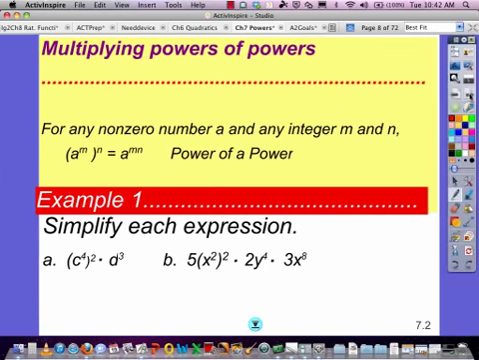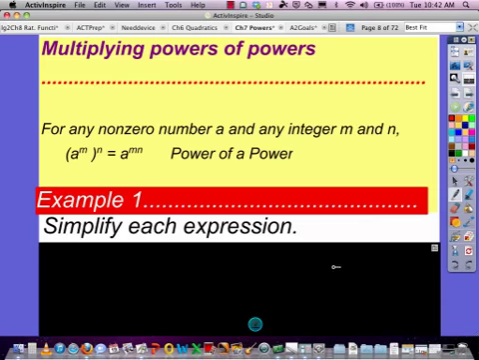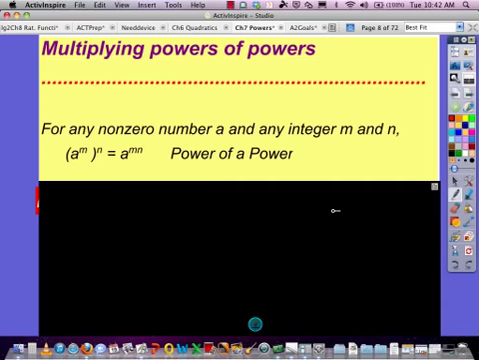Product of powers. So let's go to, what if we say a power of a power? What does it look like? For any non-zero number a and an integer m and n, then that means, look, we only have one base with a power, that whole thing taken to another power, hence power of a power. So we have a power, it's taken to a power. The rule is multiply them.